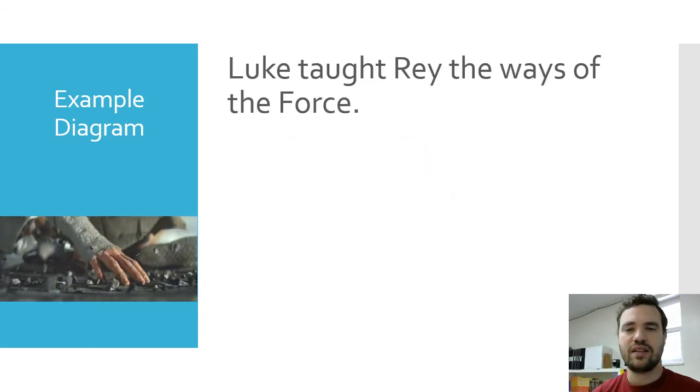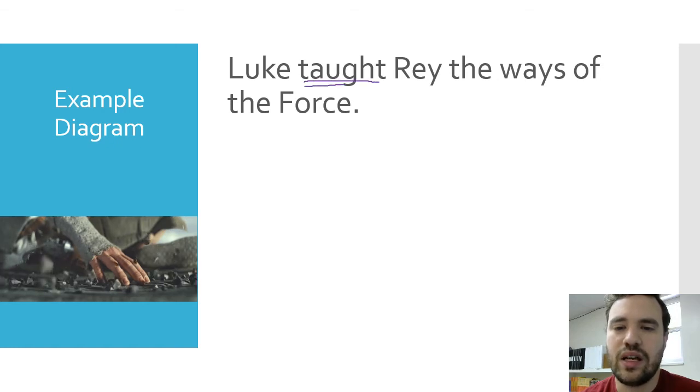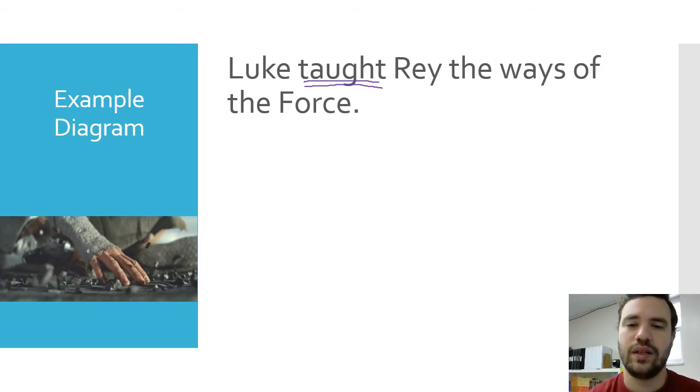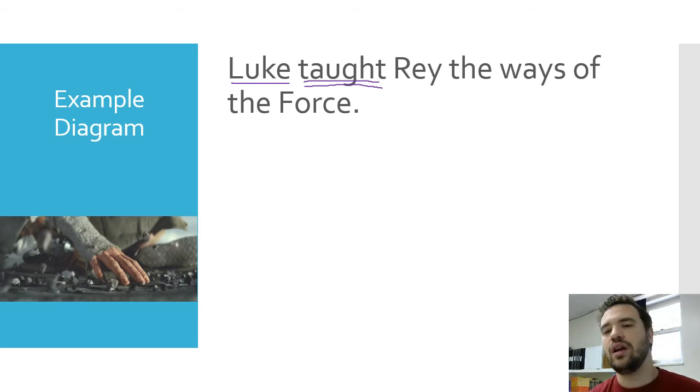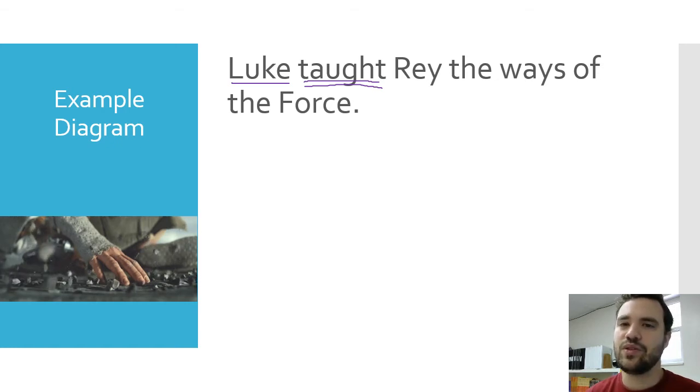All right, this sentence is a little bit longer, but the principle is still the same. So first, we're going to locate the verb. And we've got a clear action word here in taught. So then we're going to ask the question, who taught? Well, Luke taught. That's a pretty easy answer. Luke taught who, or Luke taught what? Well, this is a little bit tricky, because there is an answer to the question Luke taught whom? Luke taught Ray.